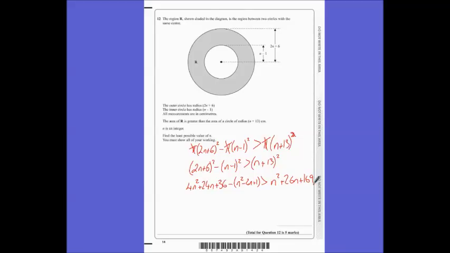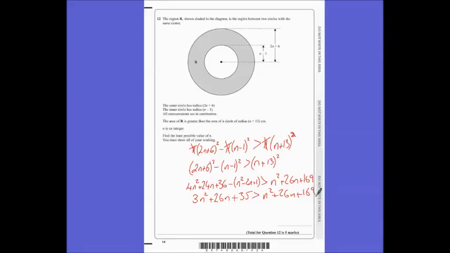So, simplifying through, first of all, we've got 4n squared take away n squared, which will give us 3n squared on this side. We've got 24n subtract minus 2n, so that'd be like adding, so we've got plus 26n. And 36 take away plus 1 would be the same as 35. So that's the left hand side simplified, and that is still greater than n squared plus 26n plus 169.